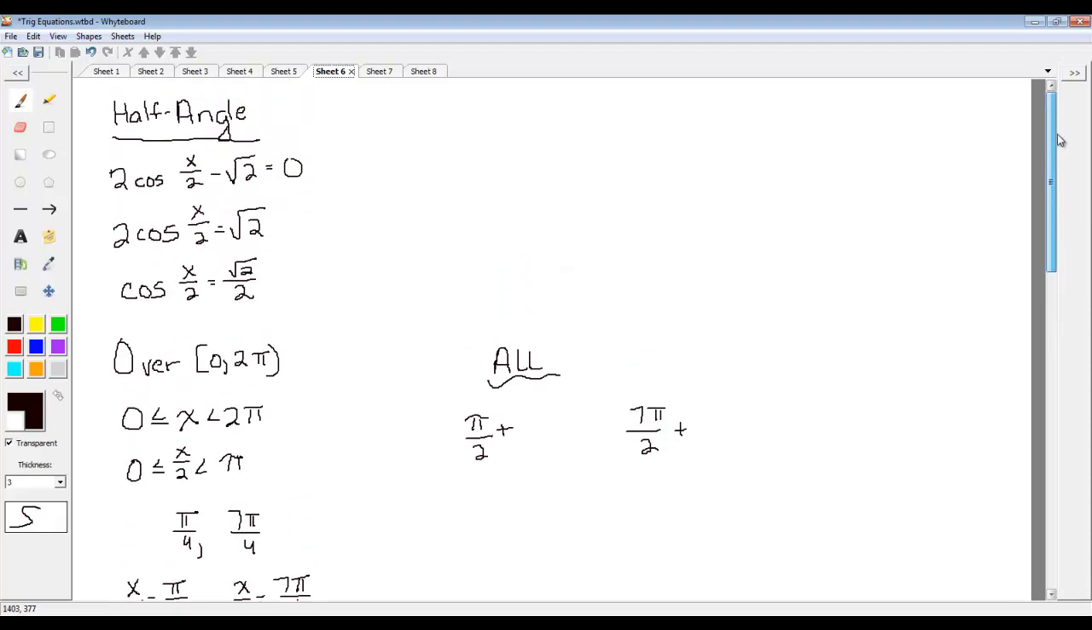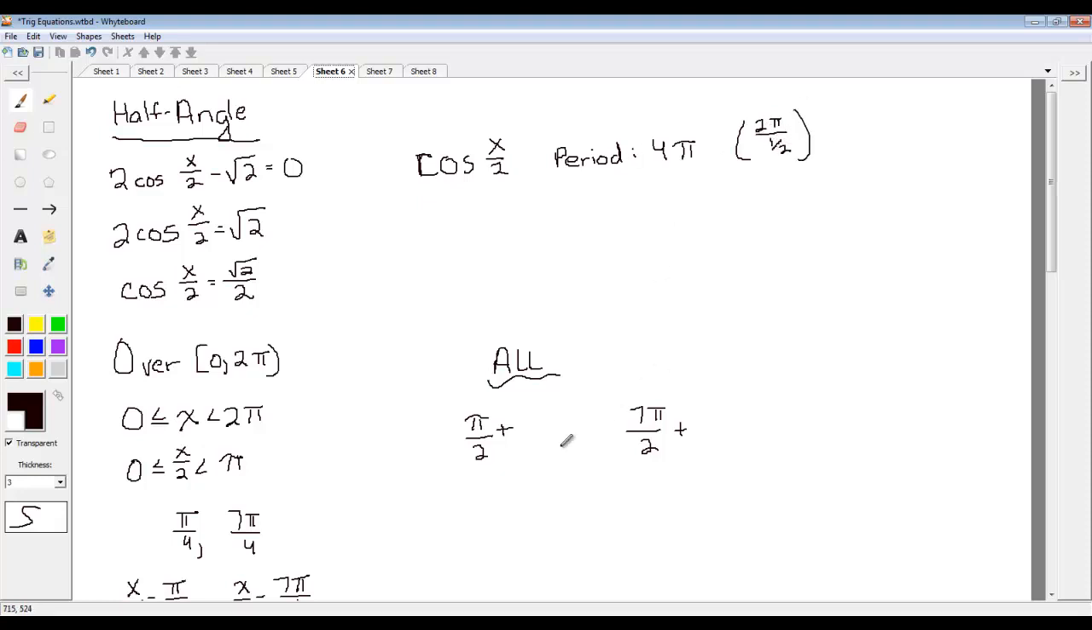Alright, this particular equation has the cosine of x over 2. Looking at the period, it's not going to be 2 pi because you have x over 2 over here. It's actually going to be 4 pi because it'll be 2 pi over a half.